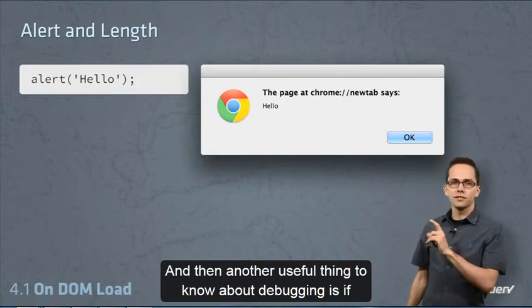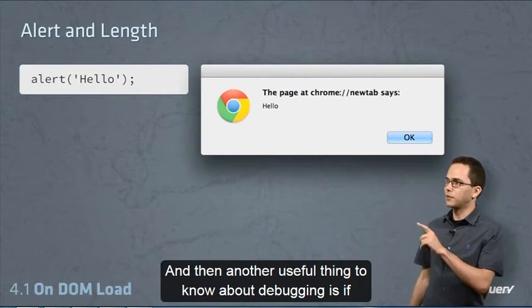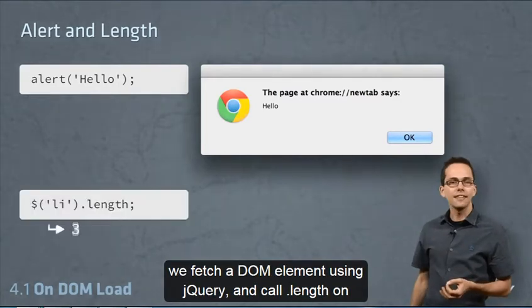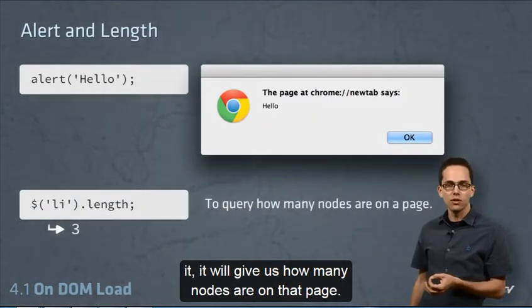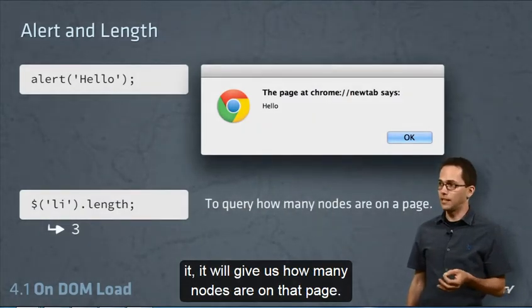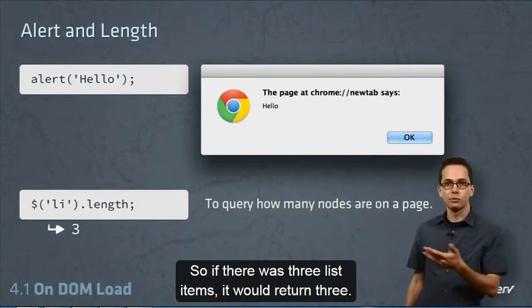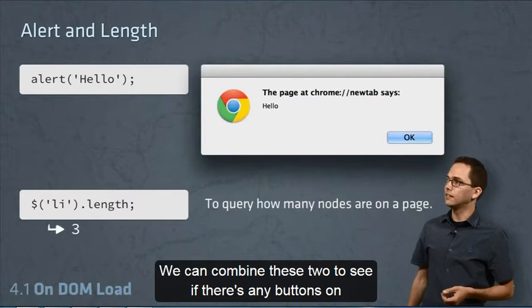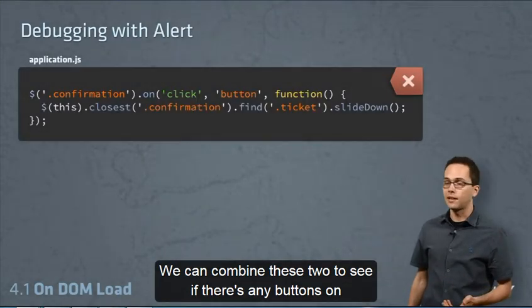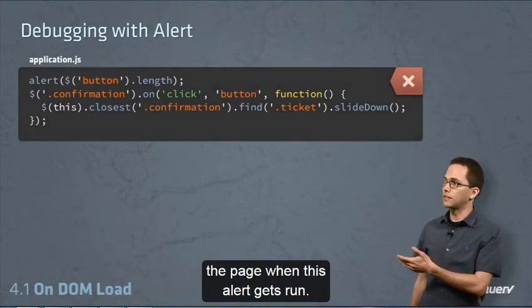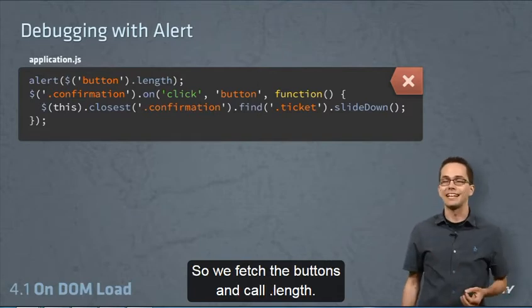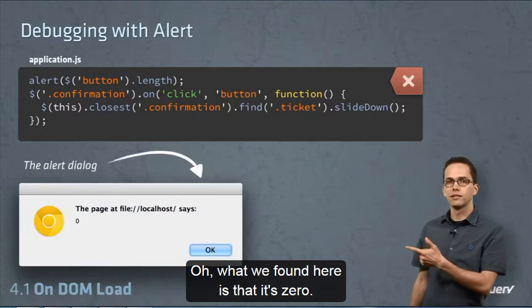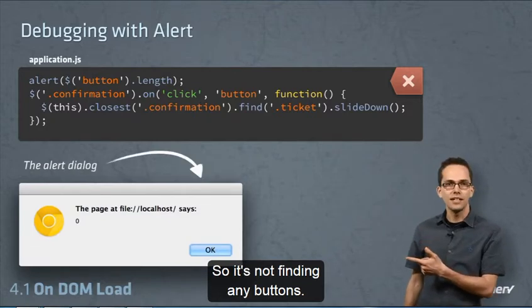And then another useful thing to know about debugging is if we fetch a DOM element using jQuery and call .length on it, it will give us how many nodes are on that page. So if there was 3 list items, it would return 3. We can combine these two to see if there's any buttons on the page when this alert gets run, right? So we fetch the buttons and call .length. Oh, what we found here is that it's 0. Oh, so it's not finding any buttons.